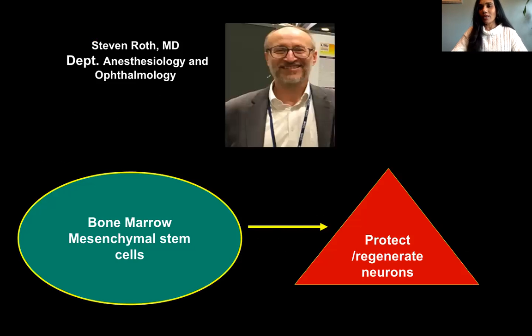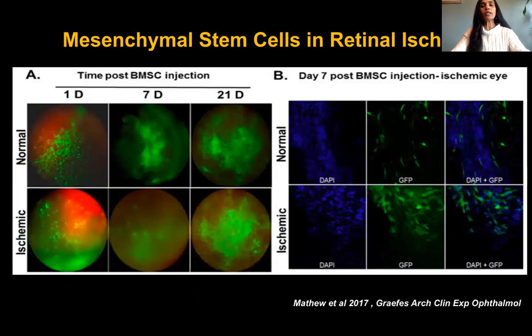So in 2015, I joined the lab of Dr. Stephen Roth, who is pictured here, and my project was to work with stem cell derived, bone marrow derived mesenchymal stem cells in retinal diseases. We injected fluorescently labeled stem cells into the retina of rats, normal versus ischemic retina, and followed these animals for nearly a month. We used optical coherence tomography, OCT, and fundus imaging to see where these cells are going.